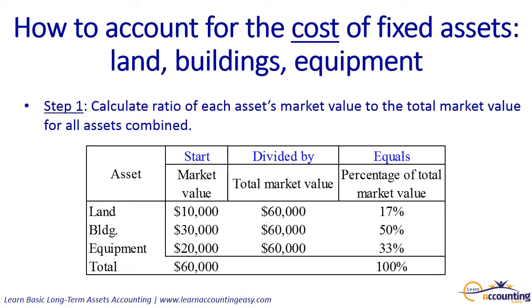So what we have here is just an illustration of how we can perform step one with this basket purchase or this lump sum purchase. Step one is calculating the ratio of each asset's market value to the total market value of all assets combined. And so we can start at the top here with land. Now we see that the land in this basket purchase had a market value of $10,000. The total market value down here at the bottom for all three items was $60,000. So all we have to do is take $10,000, divide it by $60,000 to get to 17%. So of the total market value, the land represents 17% of that, and so on and so forth with the building and then the equipment.